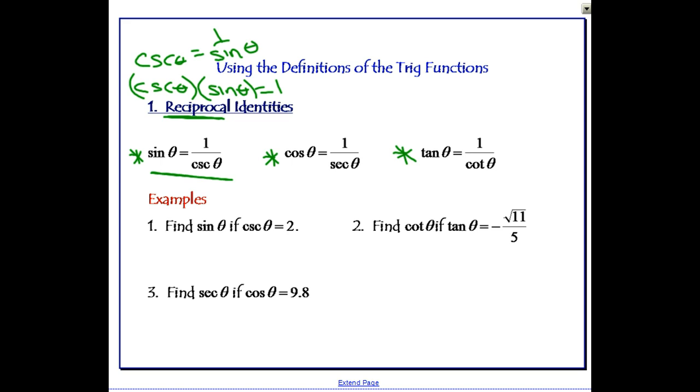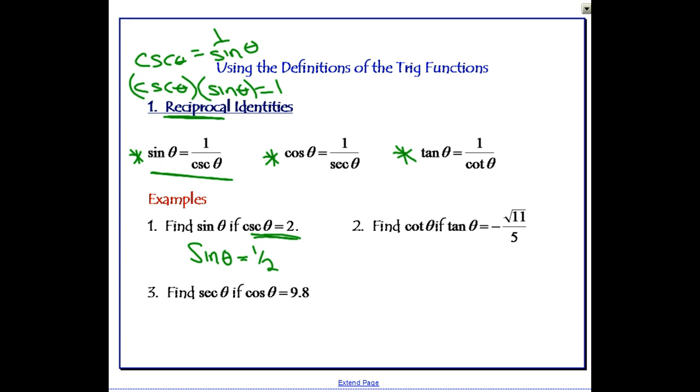All right, how will that be used? Well, look right here. We've got the cosecant of some angle equals 2. Could you tell me what the sine is? Sure you can. Cosecant and sine are reciprocals, so the cosecant is 2, and the sine is the reciprocal.